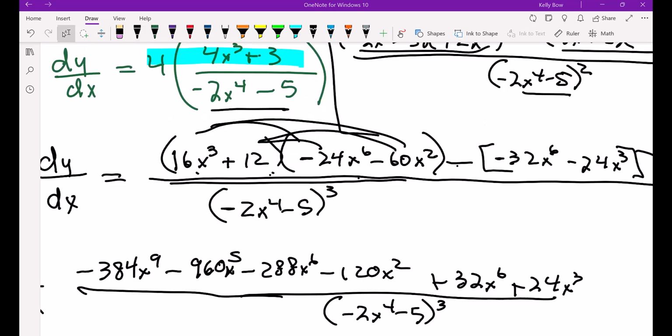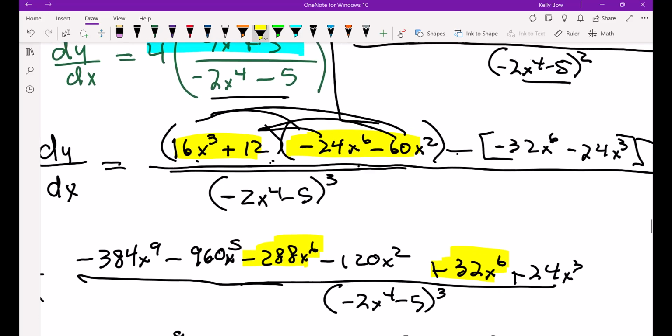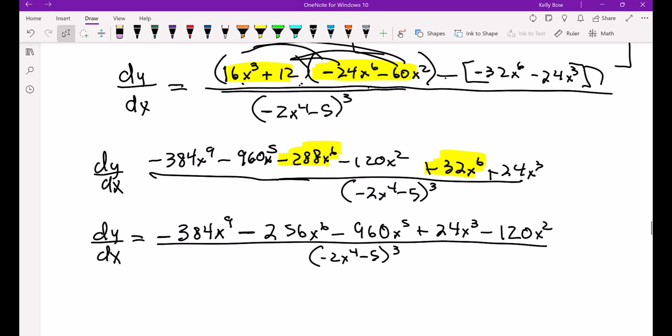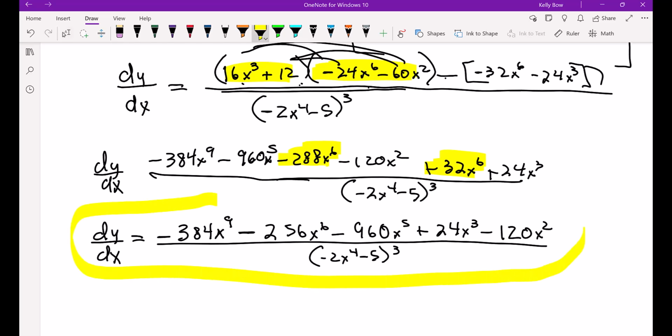Okay, decided to go ahead and multiply it out just to not leave you hanging. And then notice when I multiplied those two binomials, I ended up with this negative 288x to the 6th. Well, that can be combined, and those are the only two things that can be combined. So then the final derivative of that very annoying chain rule should be simplified to that.